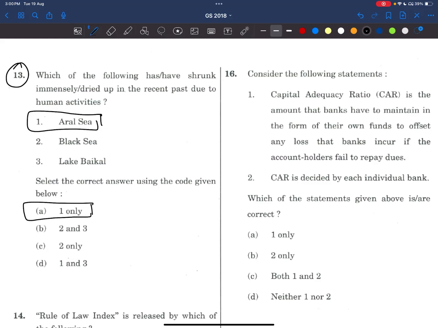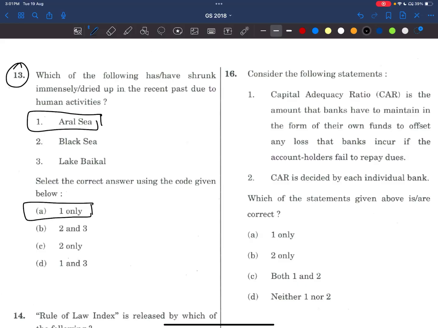Now what has happened? Almost 70 to 75% of this lake is now shrunk, and the area is reduced. Because of the reduction in the water, it has become a saline lake, and even the depth of the lake has also decreased. Okay, here the answer is one.